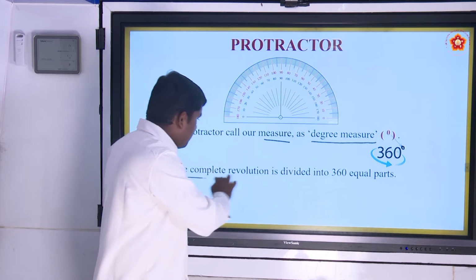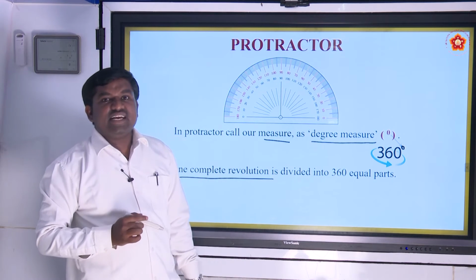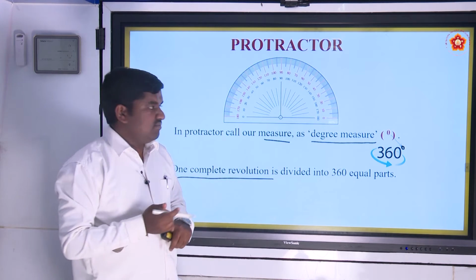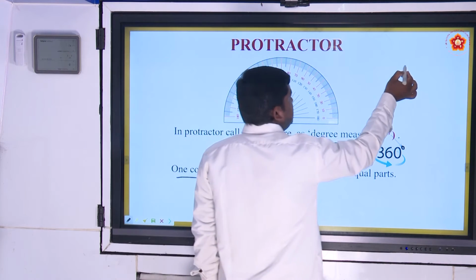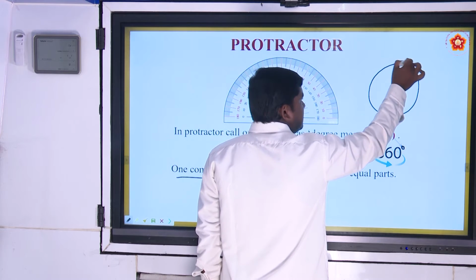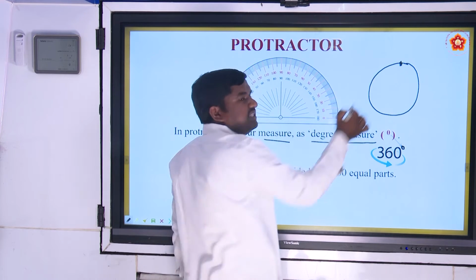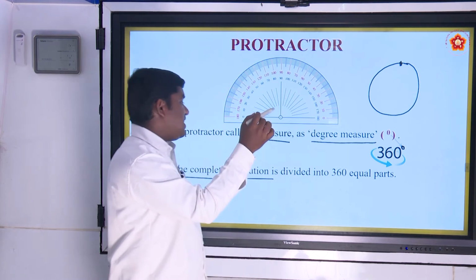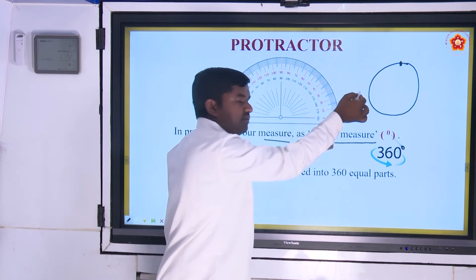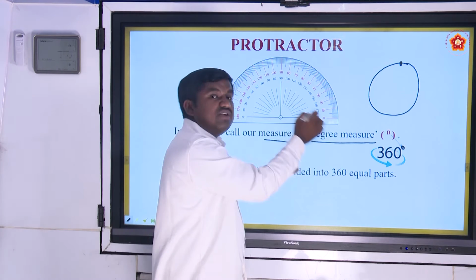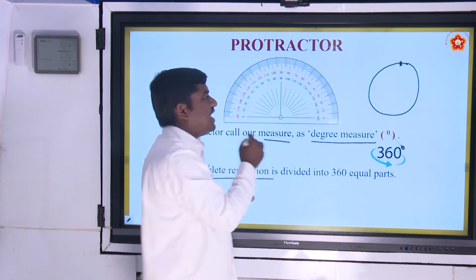Next, one complete revolution is divided into 360 equal parts. See, one complete revolution means to reach the original position. Suppose we start from here, then we can reach this position. This is called one complete revolution or one complete turn. For one complete revolution we divide into 360 equal parts.